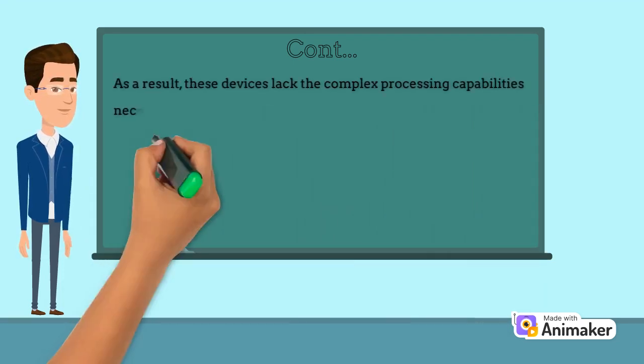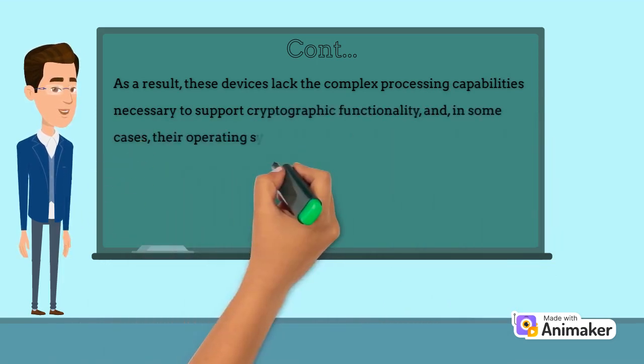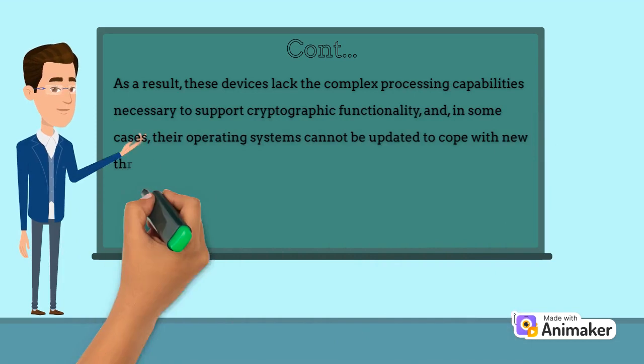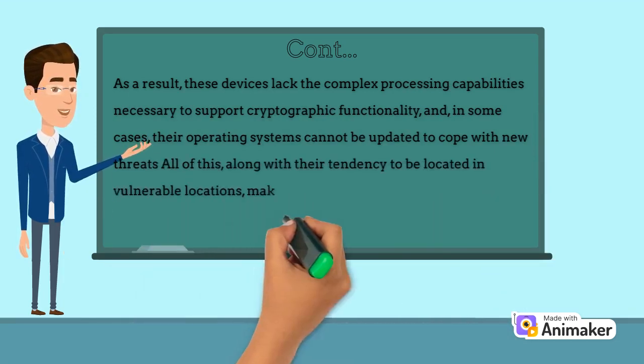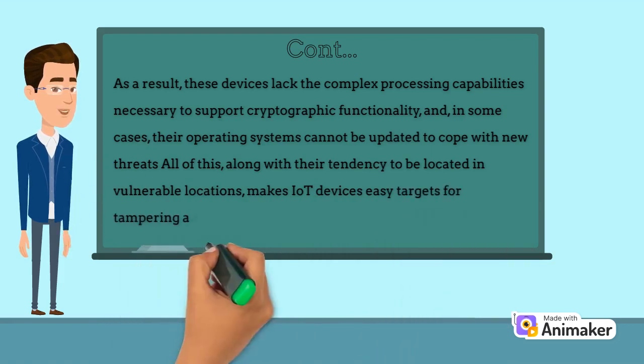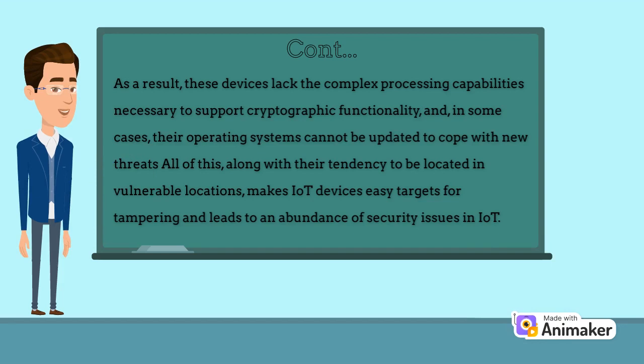All of this, along with their tendency to be located in vulnerable locations, makes IoT devices easy targets for tampering and leads to an abundance of security issues in IoT. As a result, these devices lack the complex processing capabilities necessary to support cryptographic functionality. And, in some cases, their operating systems cannot be updated to cope with new threats.